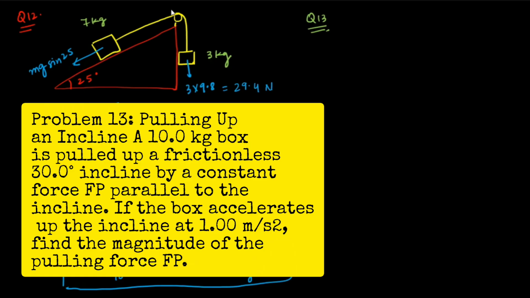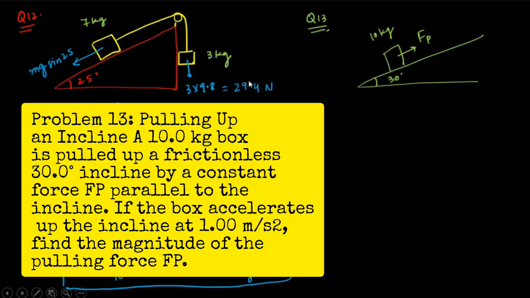So the next question says that a 10 kg box is pulled up a frictionless 30-degree incline by a constant force Fp parallel to the incline. So there must be some incline, there must be some object, and we are pulling that object with some force Fp, because it is parallel to the incline. The incline is 30 degrees. The object is of 10 kg mass. If the box accelerates up the incline at 1 meter per second squared, so we have the acceleration given here, which is 1 meter per second squared in the upward direction, in the direction of the parallel force. Find the magnitude of the pulling force Fp.